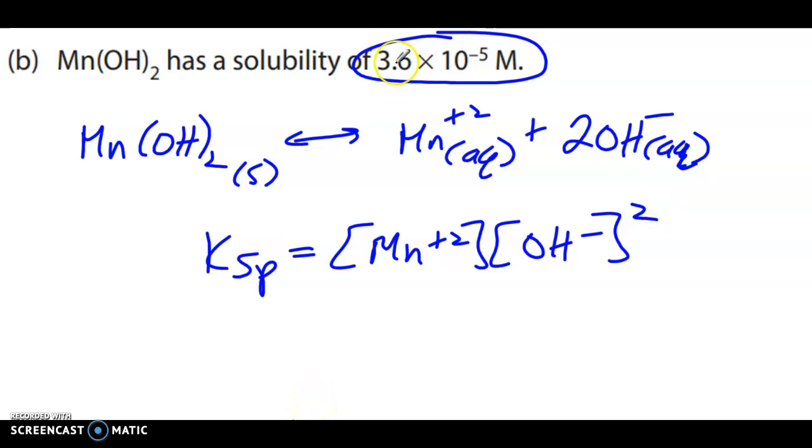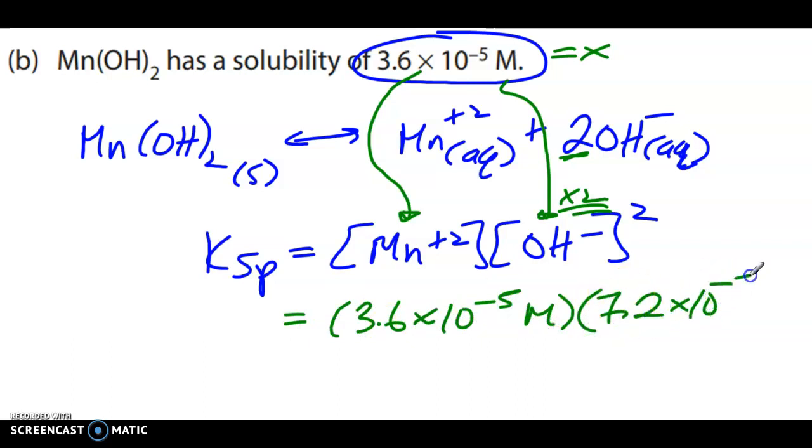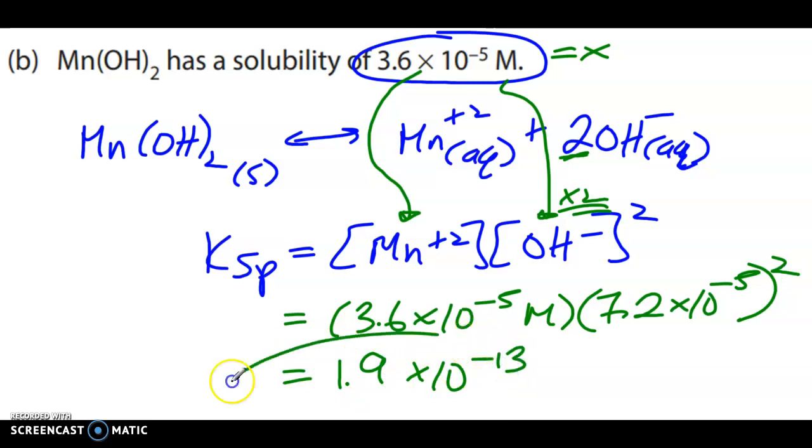The number we're going to plug in for our Mn is this, because it's a 1-to-1 ratio. But before we can plug it in for our hydroxide, we have to double it. So this is essentially our X, but this is really 2X. Even though we are also squaring it, which can sometimes be a conflicting thing, imagine this as if you're calculating 2X. So when we plug this in, your values will be 3.6 times 10 to the negative 5, and then 7.2 approximately, times 10 to the negative 5, squared. Our answer here is 1.9 times 10 to the negative 13.